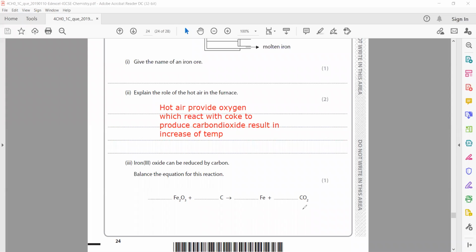So when we want to balance, always start with oxygen, followed by hydrogen, and the last other elements. So we have 3 oxygen and 2. If I try to put 3 here, now it makes 6 oxygen. So I should put 2, so oxygen is balanced. What about carbon? 3 carbon, so I put 3, carbon is also balanced. Iron, 4 iron, so I put 4, iron is also balanced.